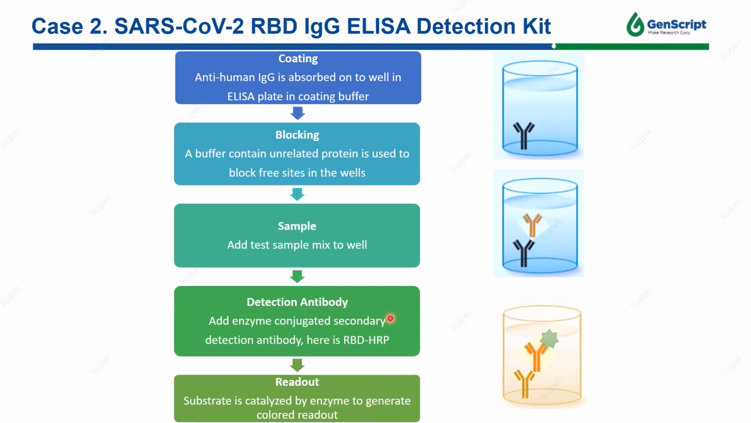When we use the detection antibody here, the detection is the RBD protein conjugated with HRP. It will bind to the RBD IgG. Then we will use the substrate to catalyze the enzyme to generate the colored readout.